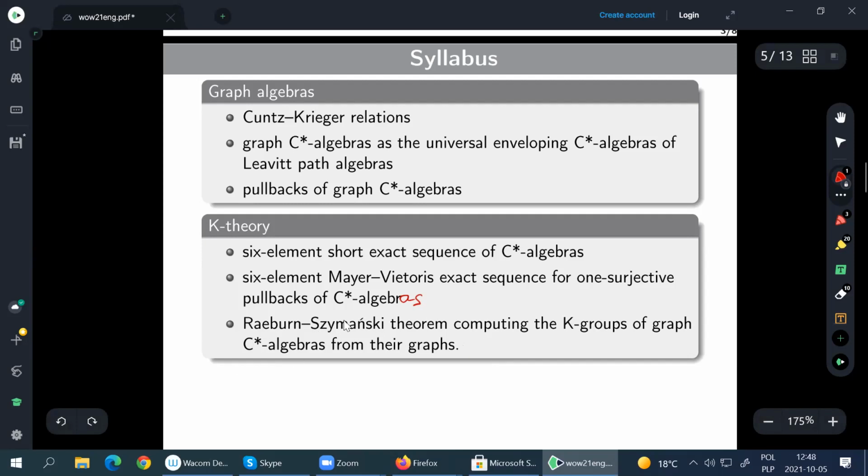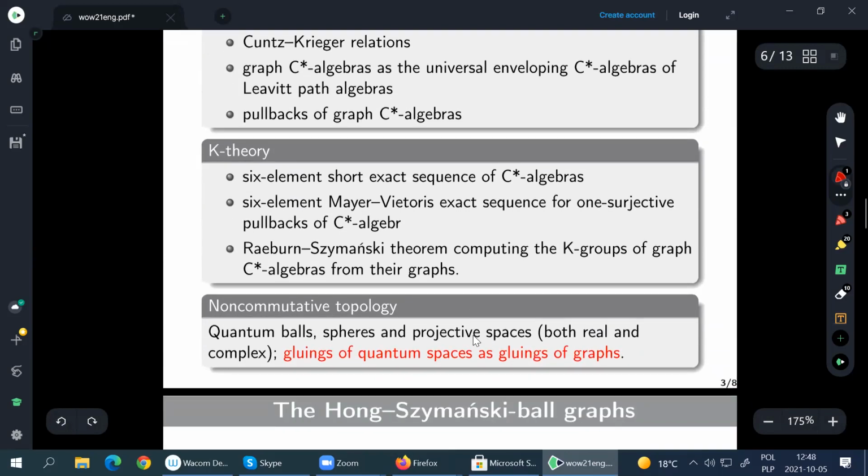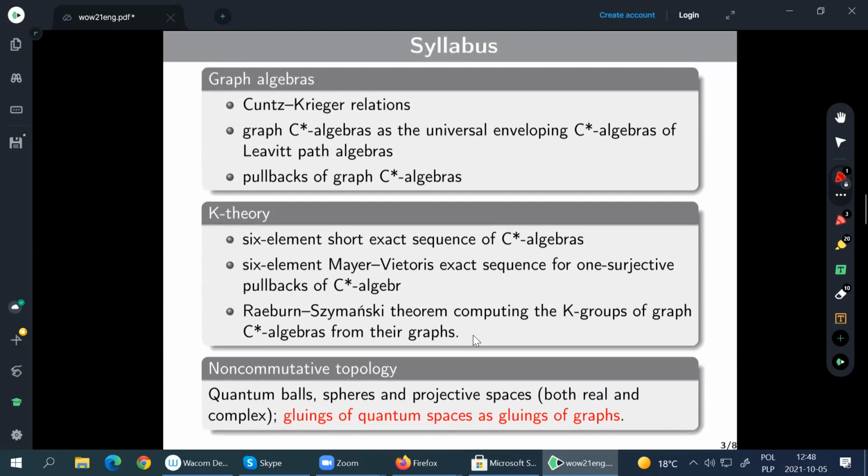And then, as I told you, is the Raeburn and Szymański theorem computing the K-groups of graph C*-algebras from their graphs. So that's what I'd like us to do. And finally, the cherry on the cake, the noncommutative topology. So the studies of, for instance, quantum balls, spheres, and projective spaces, both real and complex.